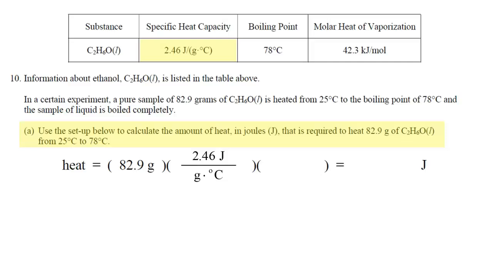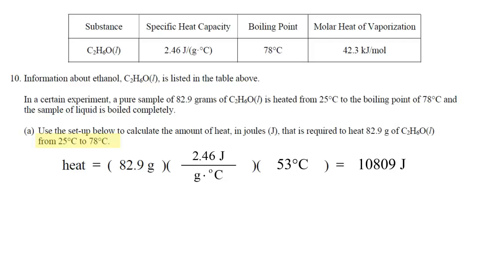Now, what's our change in temperature? We're going from 25 degrees Celsius to 78 degrees Celsius. That's a difference of, so 78 minus 25, that's 53 degrees Celsius. Now all we have to do is multiply these three numbers together, because the grams will cancel out, the degrees Celsius will cancel out, and we'll get our answer in units of joules. So 82.9 times 2.46 times 53. When I do that math on my calculator, I get 10,809, and that would be joules.